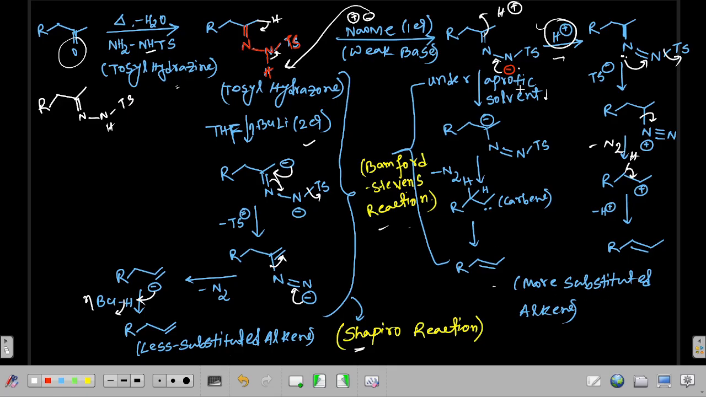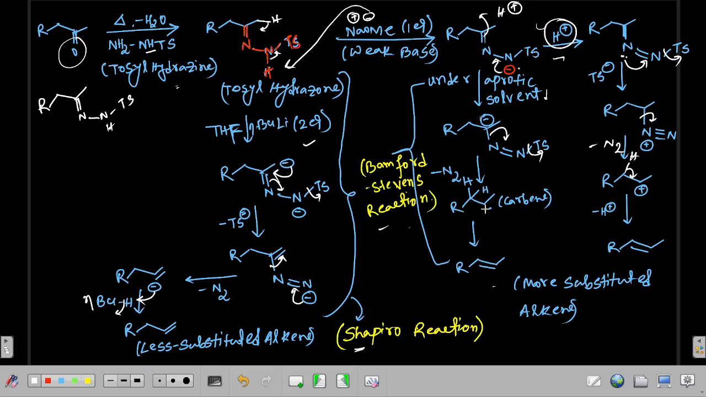And under the aprotic solvent, like under non-acidic conditions, there will be no H plus. So the negative charge will come here only, and it will not take any H plus. Next step, it leads to the removal of this nitrogen and tosyl. So it will form this carbene.